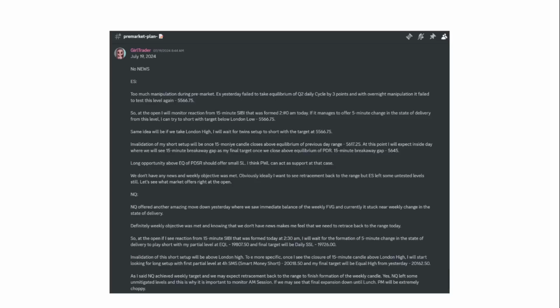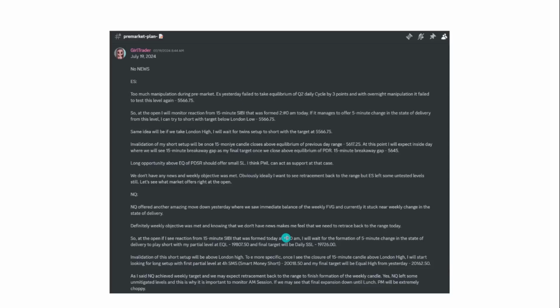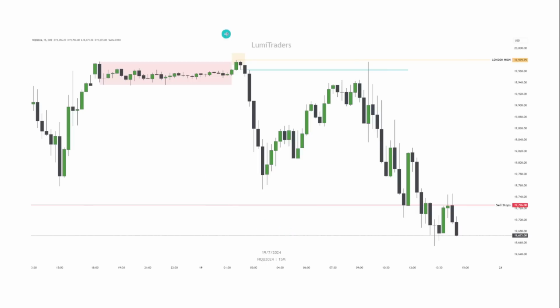As you can see, it was posted at 8:44 a.m. before market open. So this is July 19, and we got manipulation. This small fair value gap was formed at what time? 2:30 a.m. Right here.